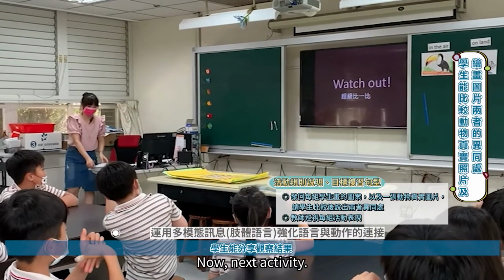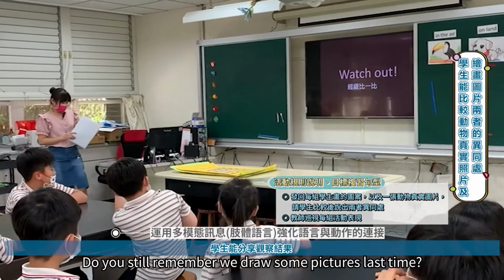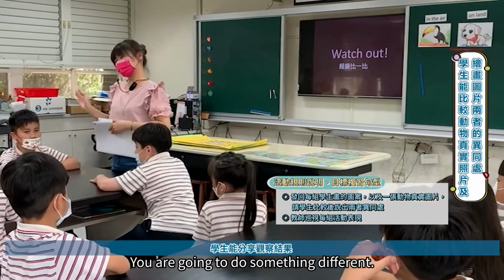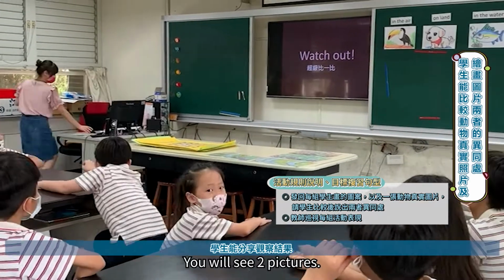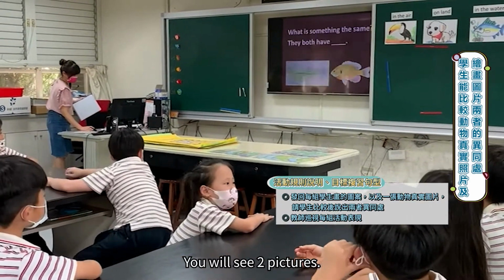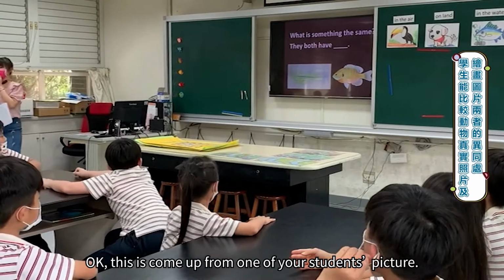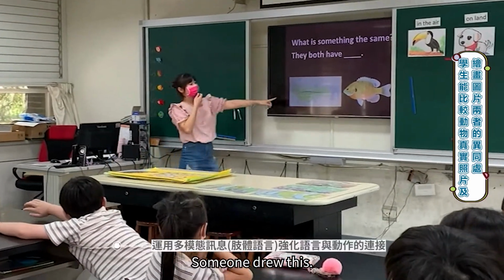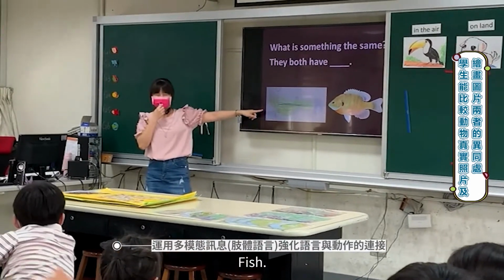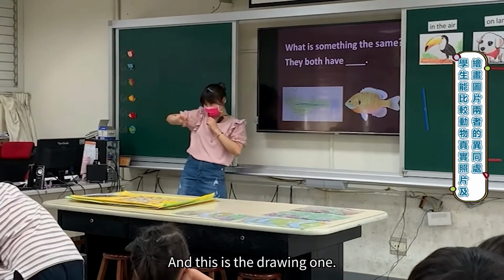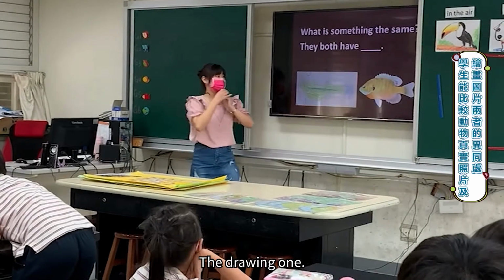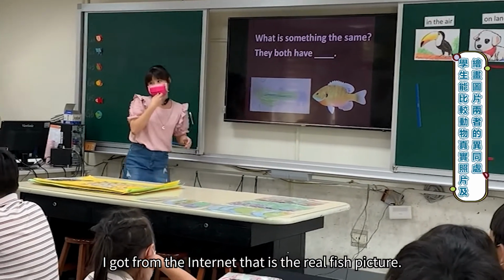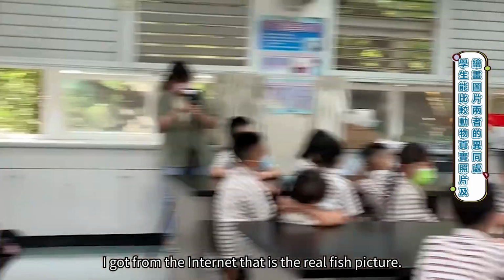Now, next activity. Do you still remember we drew some pictures last time? You are going to do something different. You will see two pictures. This one comes from one of your students' pictures. Someone drew this. What is this? Fish. And this is the drawing one. And this one is the picture I got from the internet. That is the real fish picture.